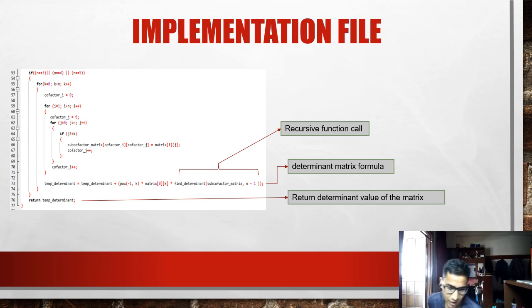And why do I put the return determinant, when the determinant is in the function, and inside it there is find determinant of subcofactor matrix and n minus 1, a function in the function? Why do I do that? Here I will explain it.